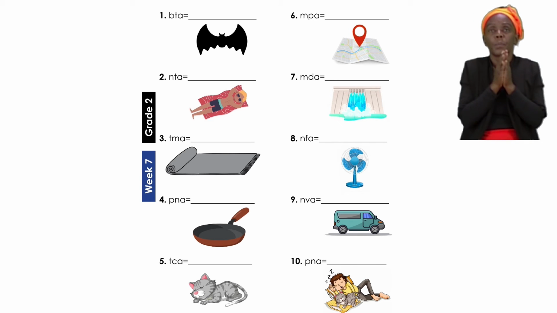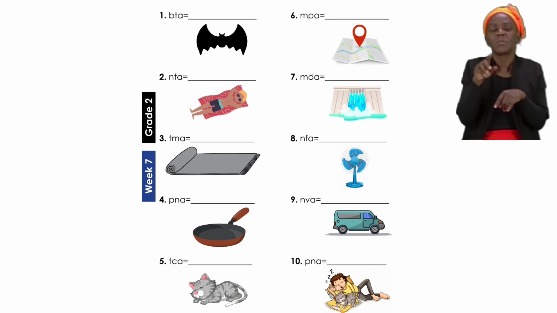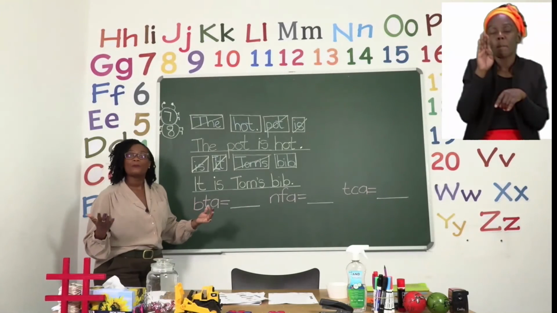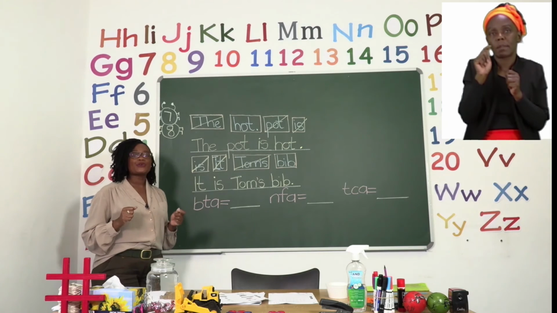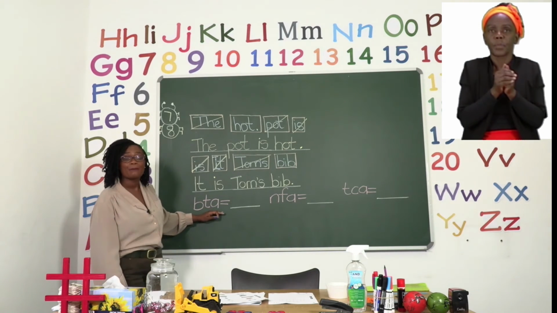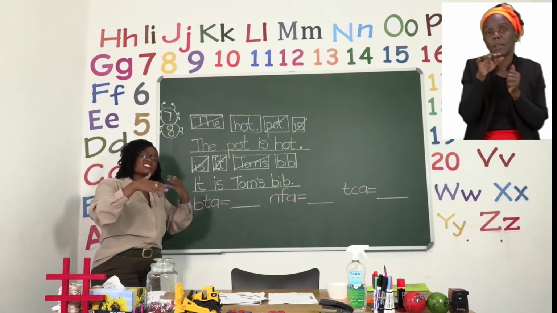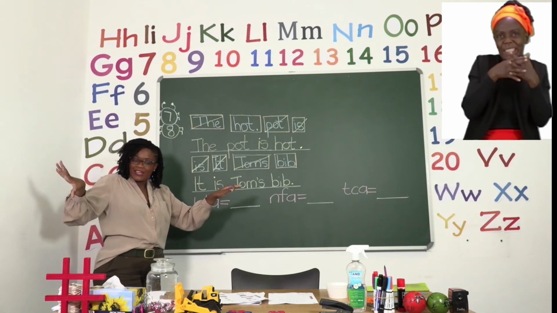So the first one, number 1, has a picture that we can see. What is that animal? Well done. It is a bat. Everyone, let's say bat. Bat. Good job. So now we have the letters for the word bat, but they've been mixed up and scrambled. So we need to unscramble them.